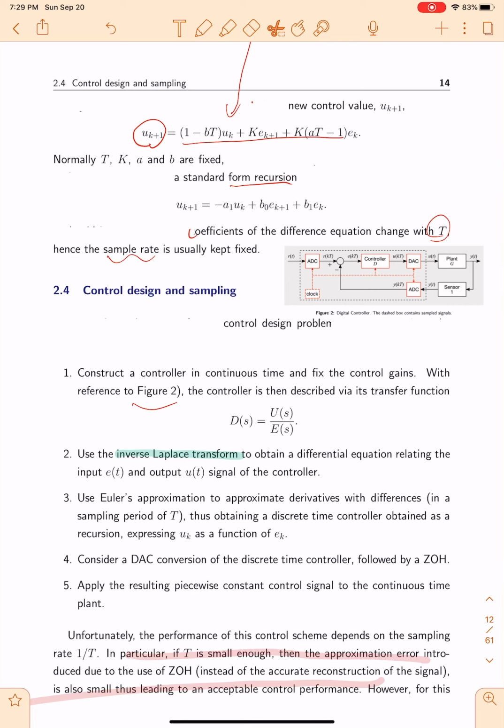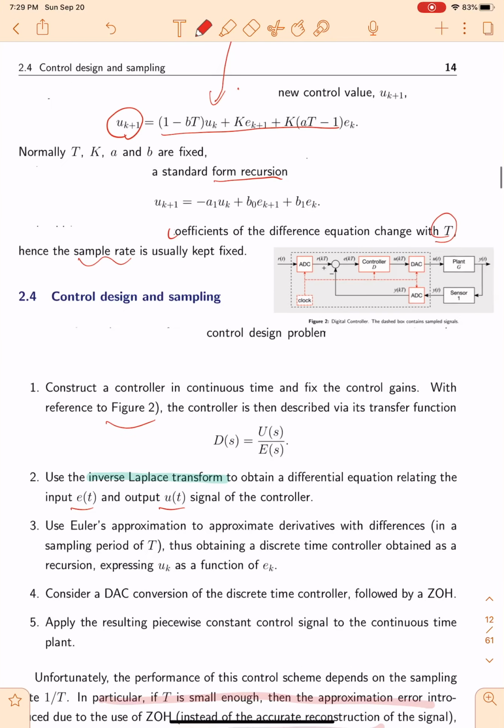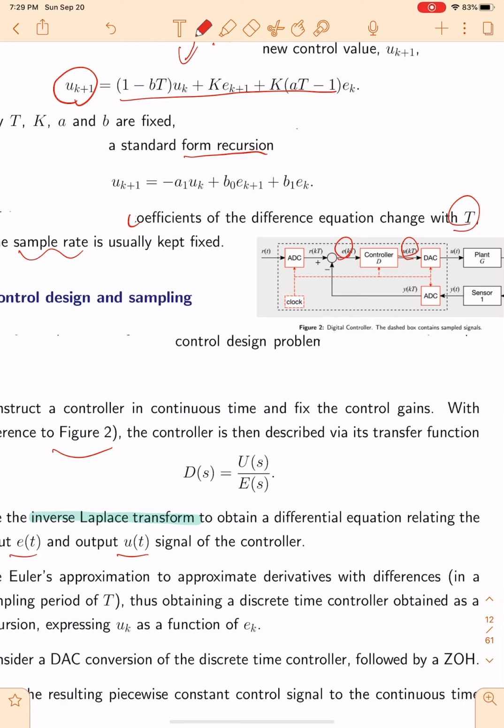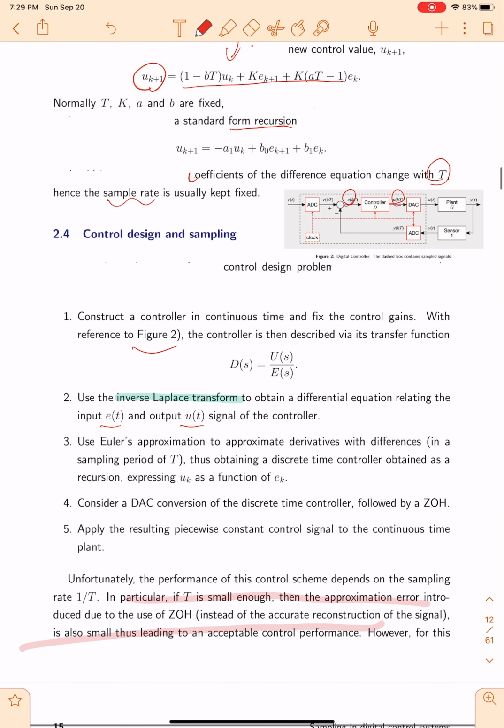So use inverse Laplace transform to obtain a differential equation using ET as input and output UT signal of the controller. So ET is here, UT is here. And use Euler approximation to approximate derivatives with difference. And remember S equals d dt. Express UT as a function of ET, which we did before.